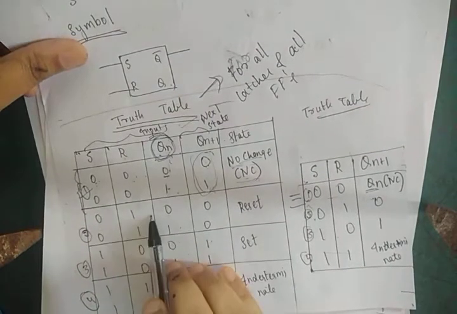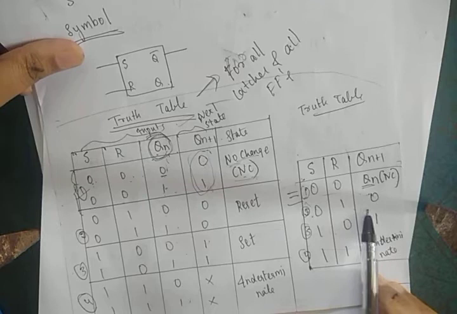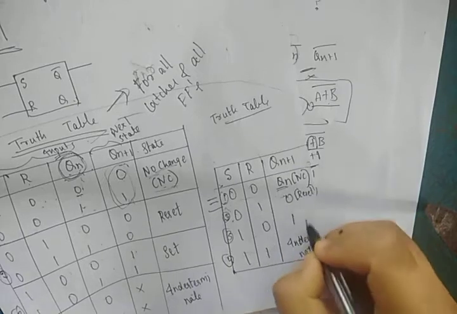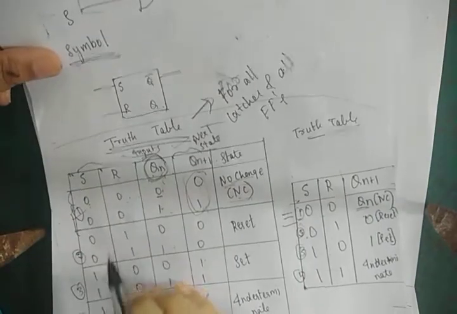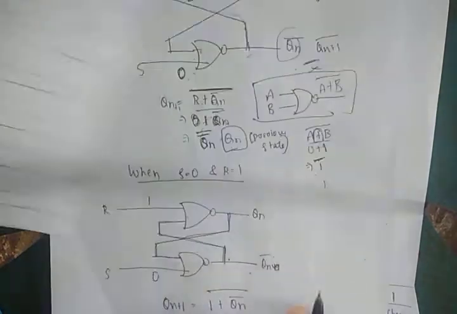Now, I'll move to the next concept. If S is 0, R is 1, what should be the output? 0. What is the meaning of 0? 0 means reset. 1 means set. Okay. 0 means reset. 1 means set. Now, S is 0 and R is 1. I'll explain this now.